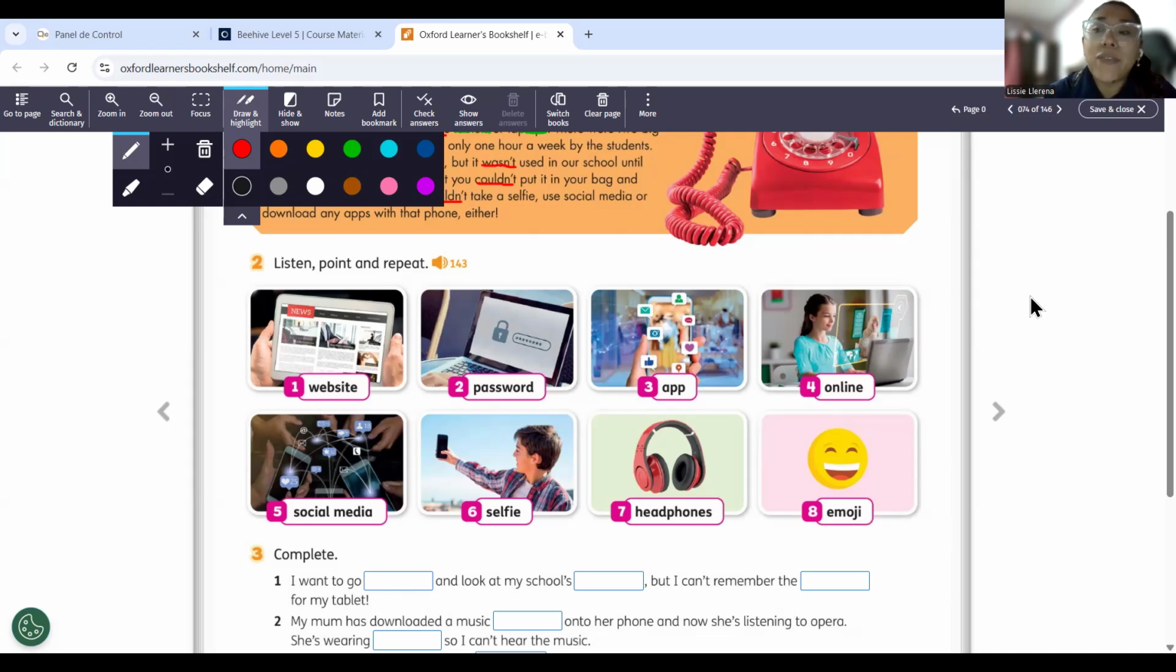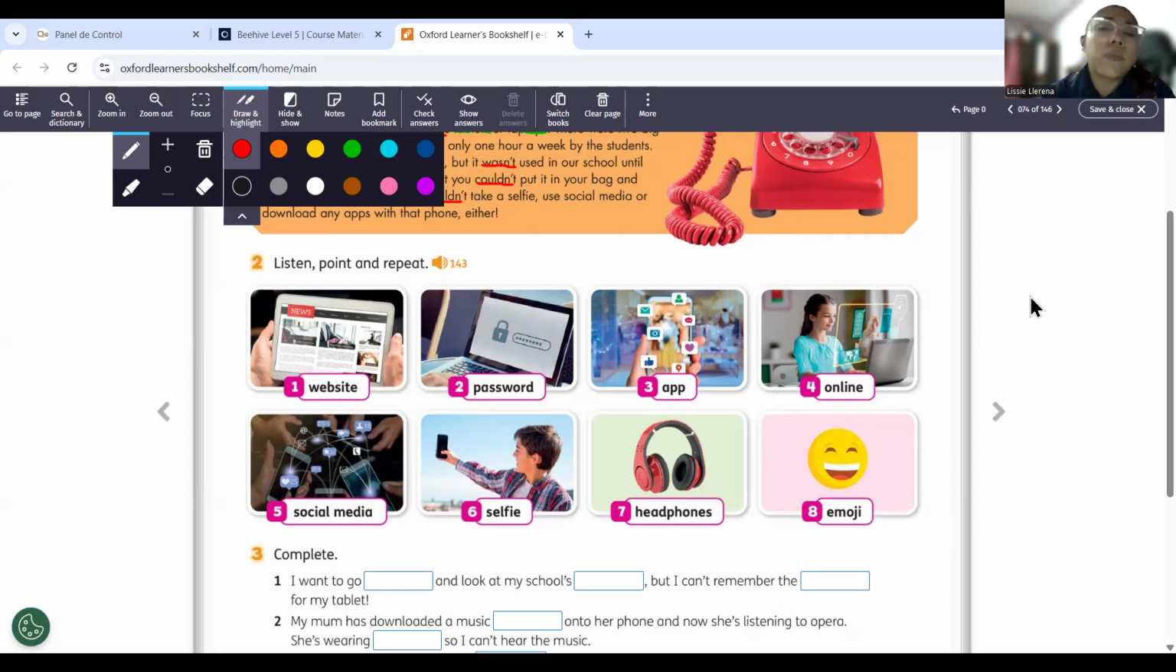Number 6 says selfie. This is a very common one, right? Selfie. Repeat after me. Selfie. Number 7 says headphones. Yes, repeat after me. Headphones. And the last one is going to be emoji. Repeat after me. Emoji. Okay, guys? So let's go once again and repeat all the words after me. Excellent. Fantastic. You guys did a wonderful job.